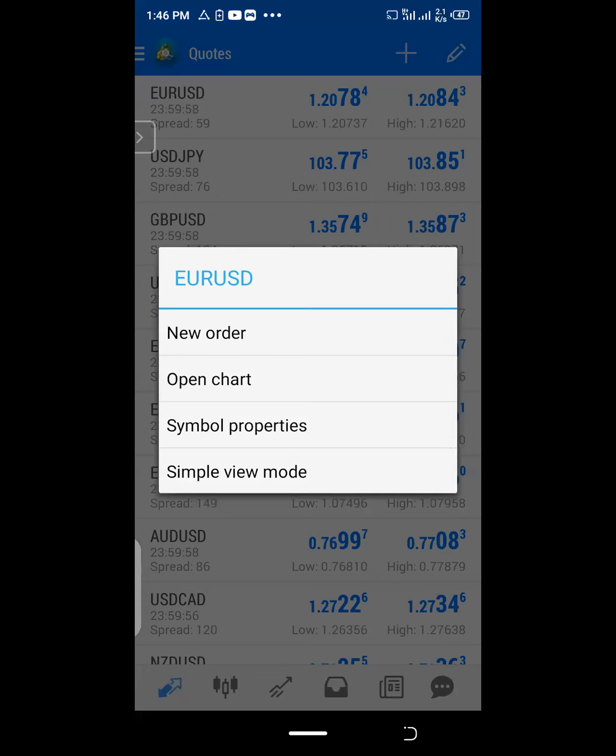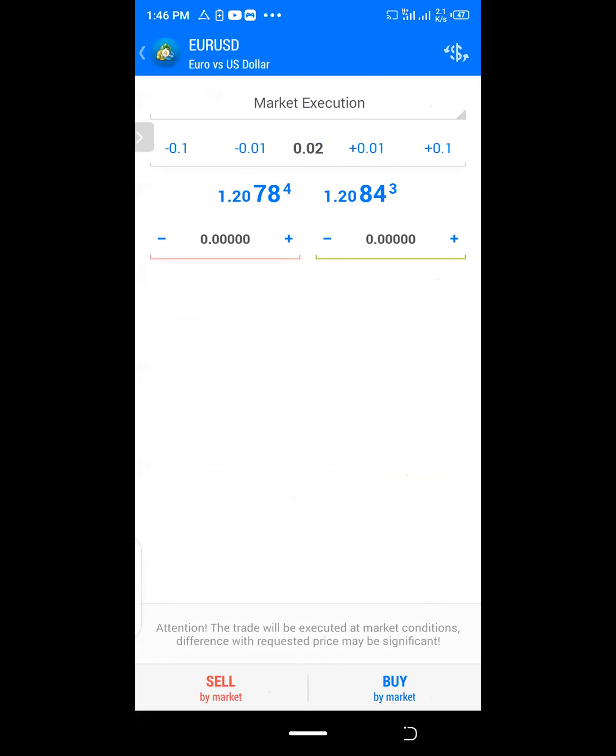You click on new order. For people that are using iPhone, you will see trade. But because this is Android, I'm going to see new order, so I'm going to click on new order. Now, you can see that I've clicked on new order. I have a new screen appearing. Now, I want to take every single thing that I have on this screen so that you can understand.